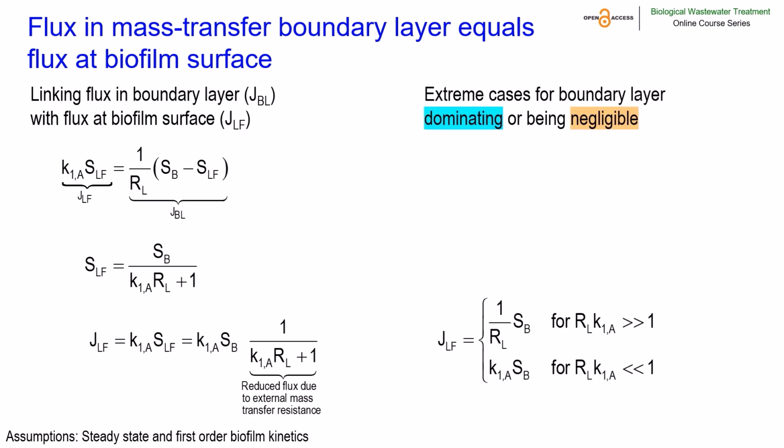It is useful to evaluate some extreme cases. For very small external mass transfer resistance or very small first-order rate constants, we can neglect the effect of an external mass transfer resistance. This solution converges to the solution we had derived in previous modules. In case of very large external mass transfer resistance or very large first-order rate constants, the substrate flux is dominated by external mass transfer resistance. The flux is no longer a function of processes inside the biofilm, but only considers the external resistance.